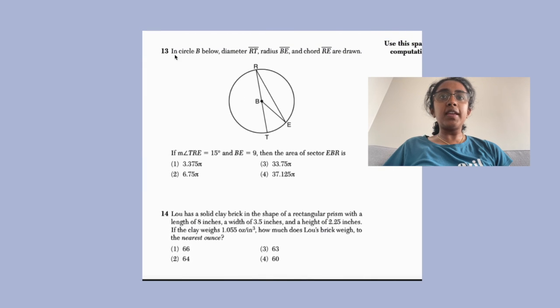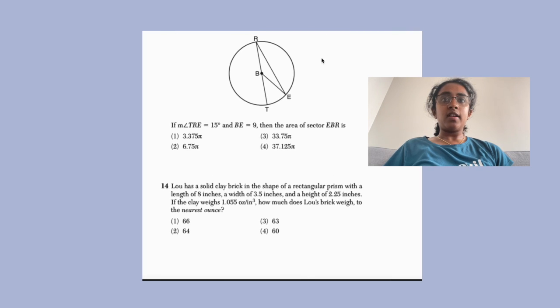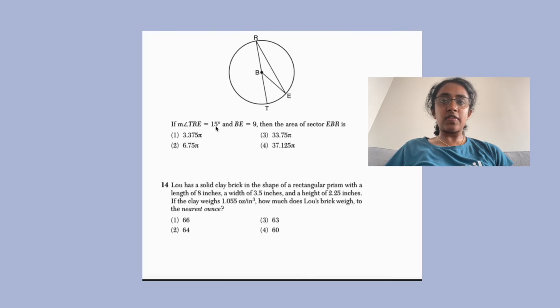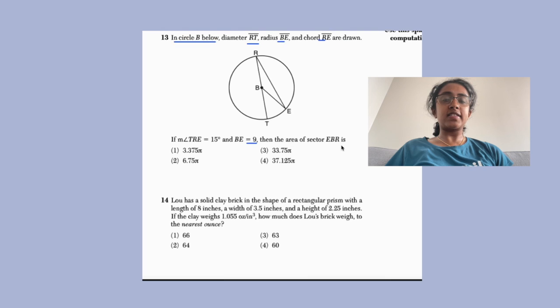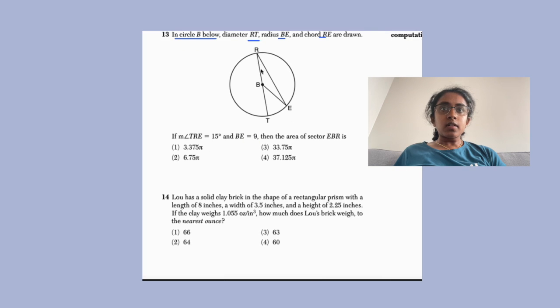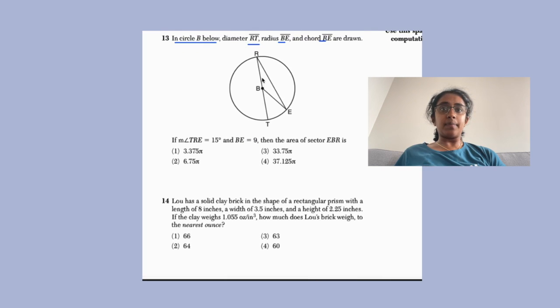In circle B below, diameter RT, radius BE, and chord RE are drawn. If angle TRE is 15 and BE is 9, then the area of sector EBR is, okay, let's see what this is. TRE is 15, BE is 9, so we need to find the area of this sector right here.